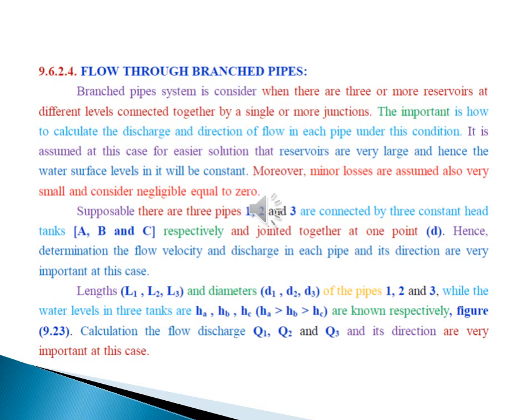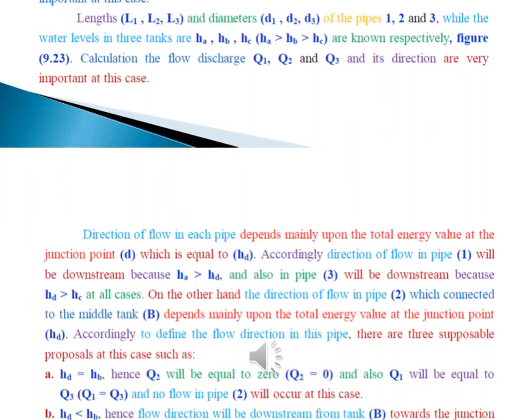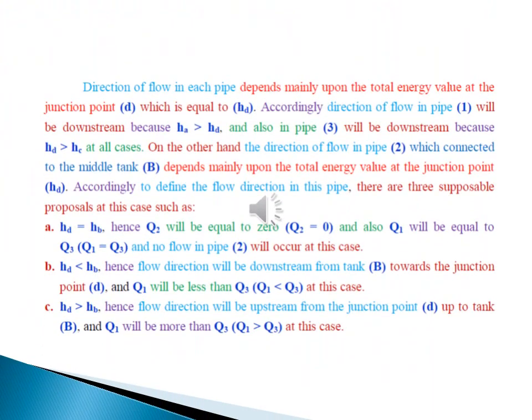Suppose there are three pipes, 1, 2, and 3, connected to three constant head tanks A, B, and C respectively and joined together at one point D. Hence, determining the flow velocity and discharge in each pipe and its direction is very important in this case. The direction of flow in each pipe depends merely upon the total energy value at the junction point D, which is equal to HD.